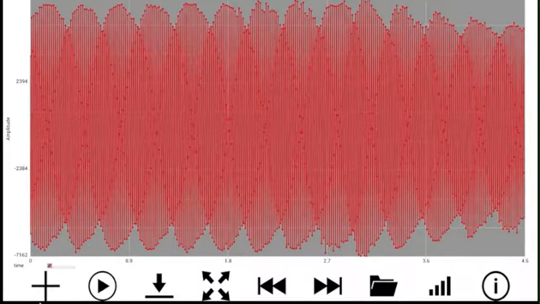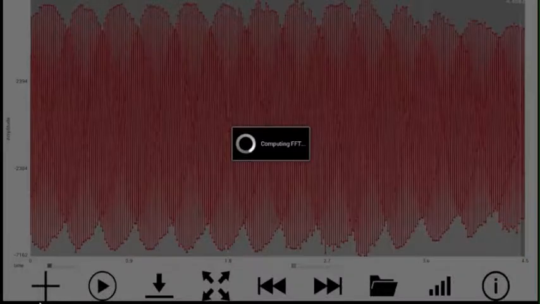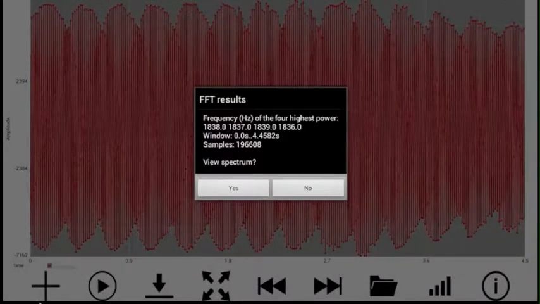And then we'll first run a Fourier transform on it to determine the dominant frequency, again, of the stationary sound source. And you see that it's 1838 is the dominant frequency.